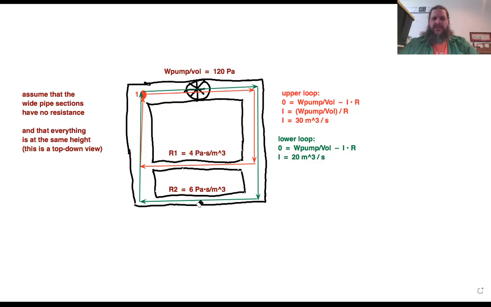So these two pipes get different currents. In fact, the 30 cubic meters per second and 20 cubic meters per second really represent the current through just that branch. So this branch is getting a current of 30 cubic meters per second. Let's call that I1.